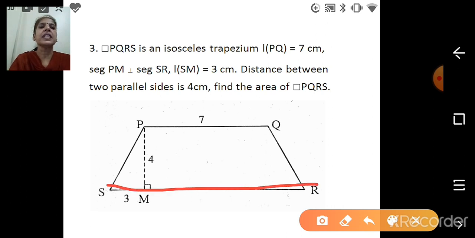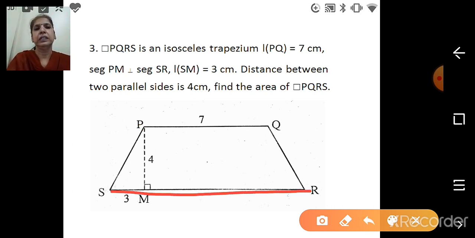SR is not given. Is SR given? No. Only a part of it, SM, is given. We want SR, the sum of the parallel sides, into height. Height is also given. Now we have to find the length of SR. So before starting the sum, we have to understand what is given, because we have to find the area of quadrilateral PQRS, and PQRS is an isosceles trapezium. But to find the area we have to find the length SR, and for that also we have to follow the steps. So let's continue.